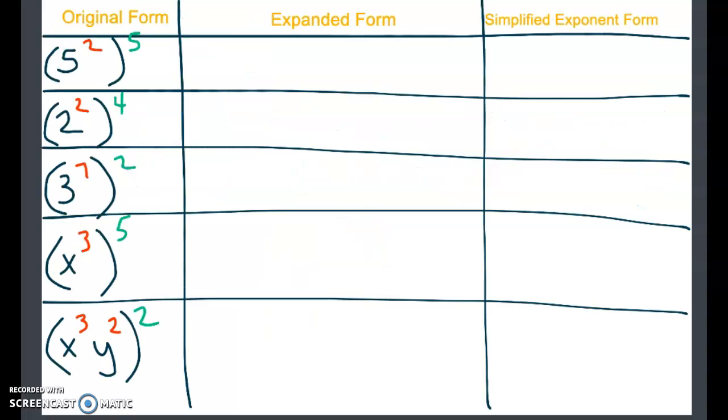If you notice on these examples, I've written the exponent on the outside of the parenthesis in green. This is the number that represents how many groups that you have. So looking at our first example, the exponent that's in green on the outside is 5. So that means we're going to have 5 groups being multiplied by each other. And within each of those groups, we have 2 copies of 5 being multiplied by each other.